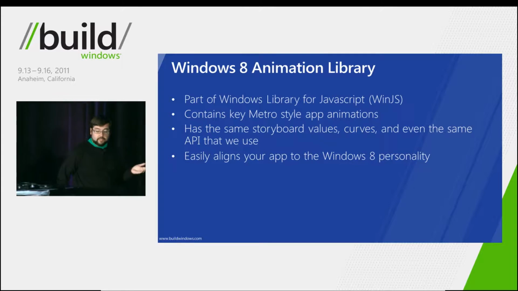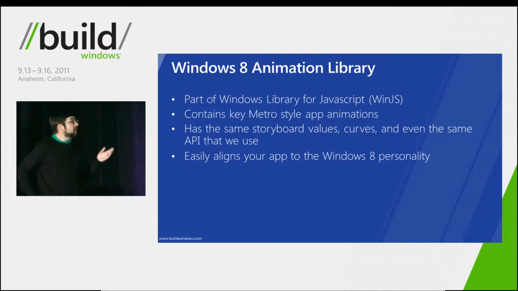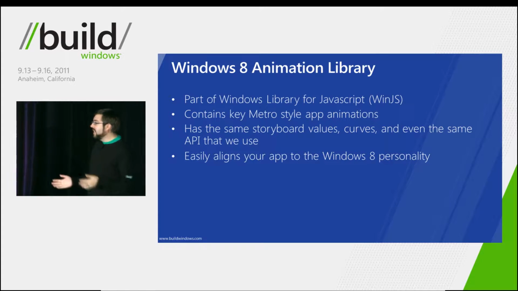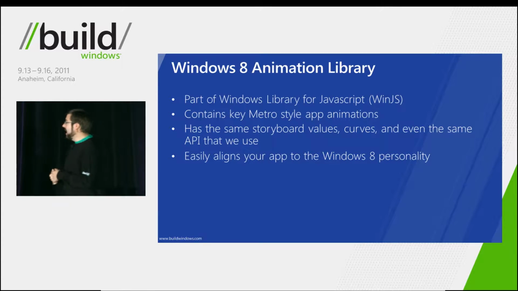So at a high level, the Windows 8 animation library is just part of Win.js. Many of you probably already started using some of the templates. You see that there's something called Animation.js that comes along with it. And if you pop that file open and start looking around, you'll see that it contains a lot of the key Metro animations you see throughout the system.